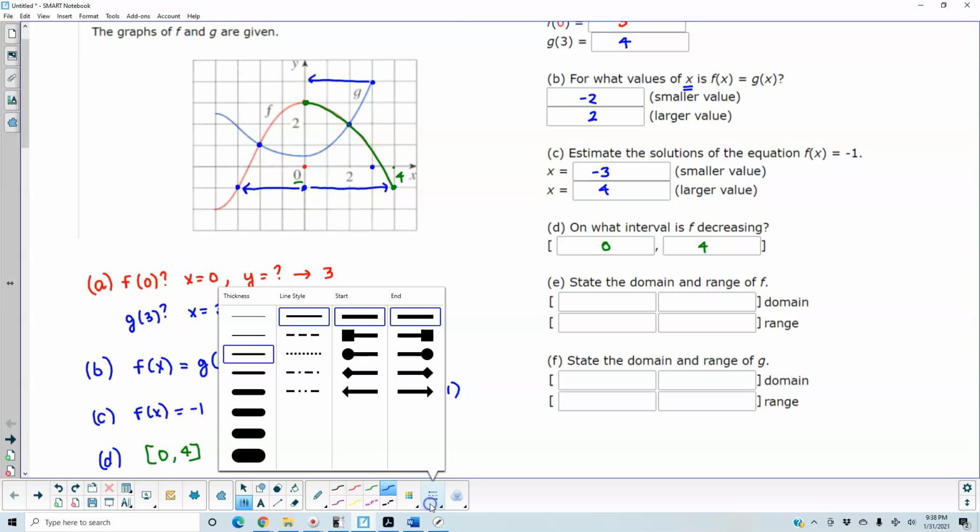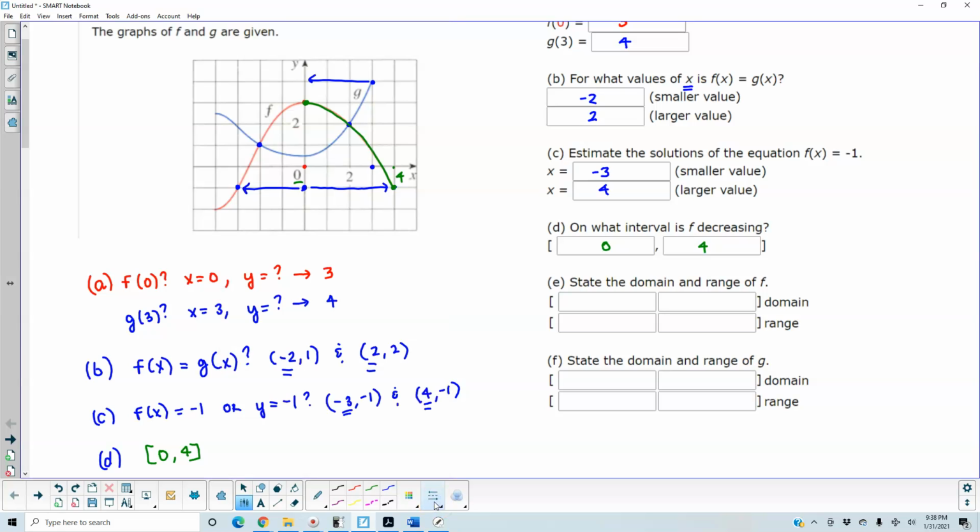Okay, so for part E, it's asking us to find the domain and range of f. So remember that f is in red. This is where it begins, and this is where it ends for the domain. So the domain is going from what interval? Well, it's starting at -4 and it's ending at +4. So therefore, that is the domain of our function.